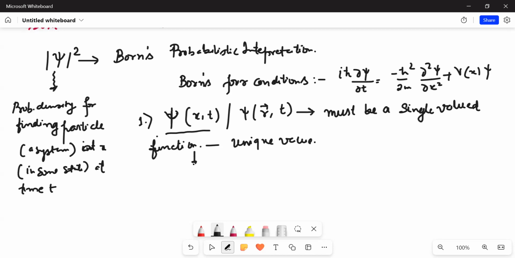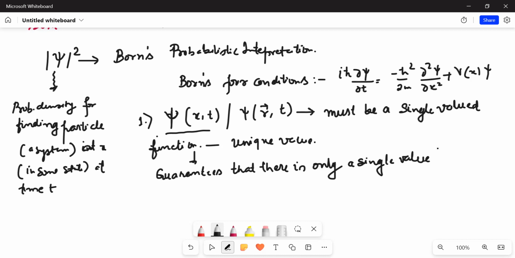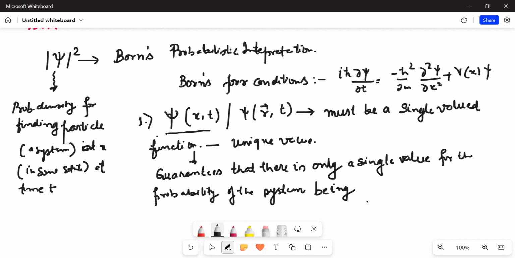So basically, this particular postulate guarantees that there is only a single value for the probability of the system being in a given state, at a given time.